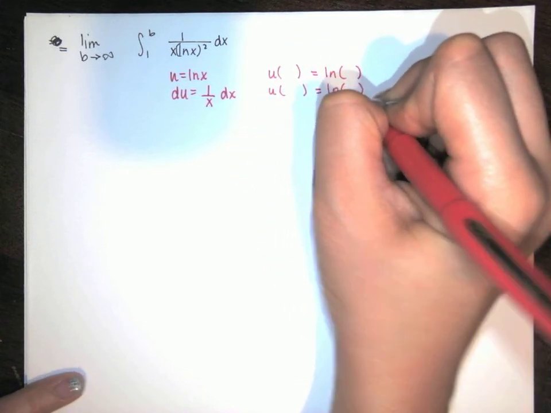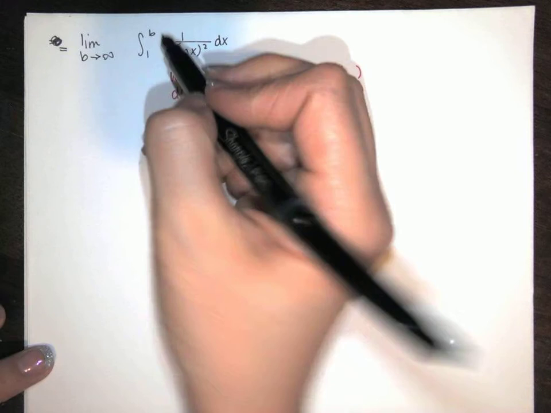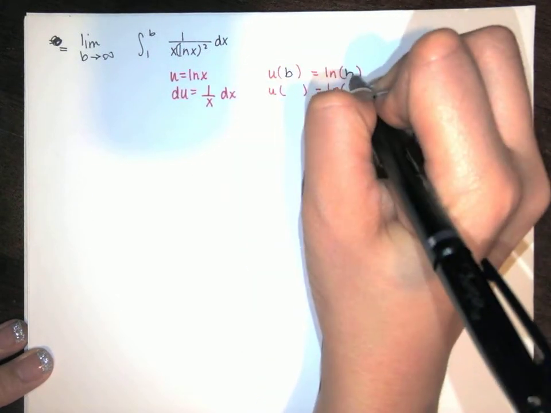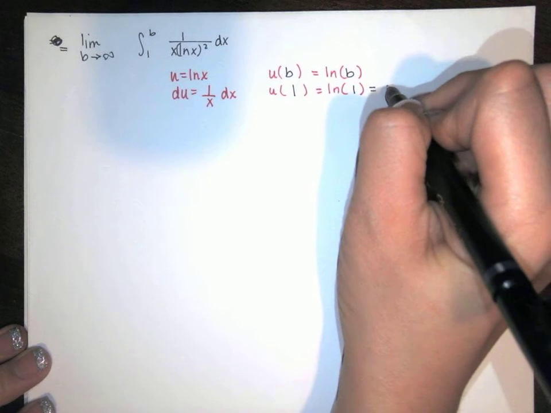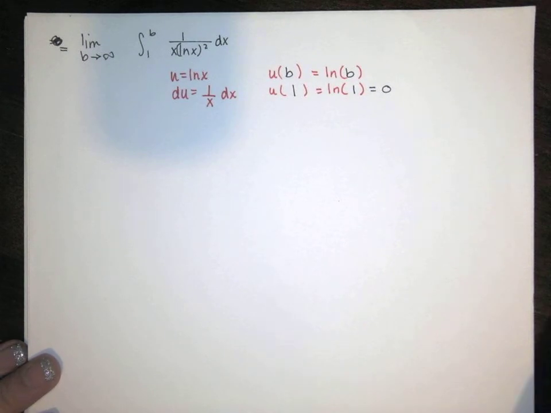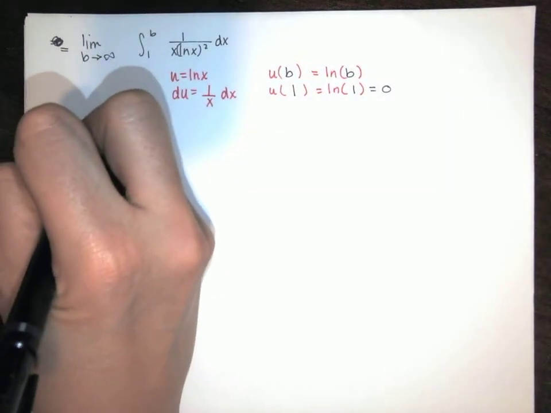So I evaluate u at the original limits of integration. We substitute in b here and here. We substitute in 1 here and here. And remember, natural log of 1 is 0. So this limit is the same as this limit.